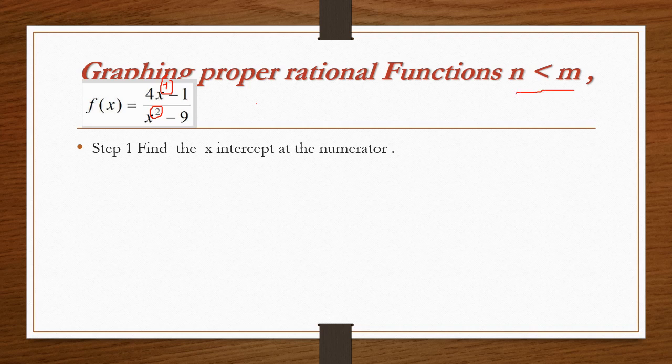So our first step is to find the x-intercept. And where do we look? Whenever we want to find the x-intercept, we look at the numerator. So we're going to write 4x minus 1 equals 0. We isolate for x: 4x equals 1, and then x equals 1/4.